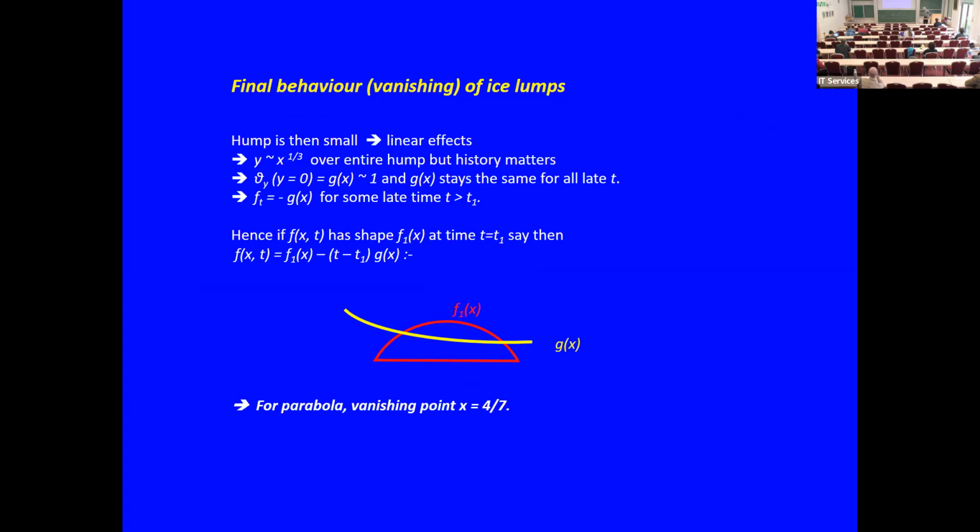And then of interest also is the final behavior of the ice humps, for example. The ice is disappearing, so we expect linearized theory to hold. We can make use of that to determine the theta and the temperature gradient, some function g of x at late times. So we have f_t being minus g of x. We can integrate that easily to get f being linear in t. And the vanishing point corresponds to the point when this g of x, as time goes on, is moving upwards, and eventually cuts off the ice at some sort of tangent point up here. For a parabola, the vanishing point is 4/7. And that tends to agree with what we saw in the results earlier on. It's just beyond the midway point of the ice hump.